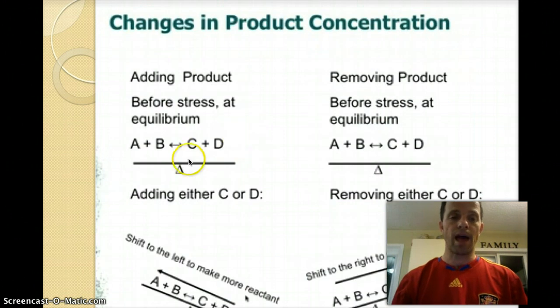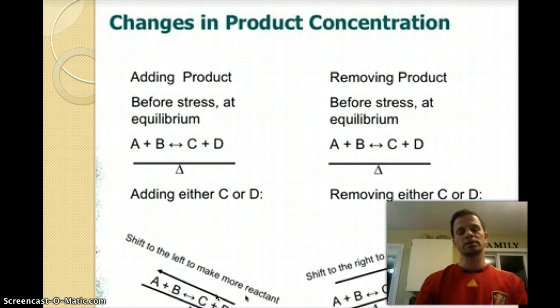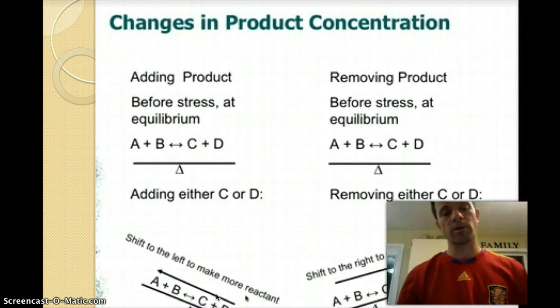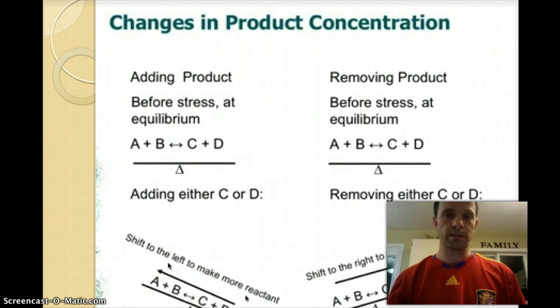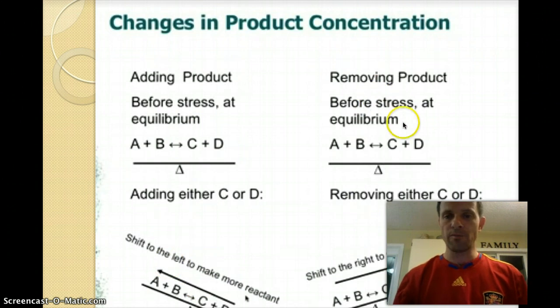With the product, if we add product, we add more C or D or both, then the reaction shifts towards the product side, and the equilibrium will shift to the left to make more reactant to equal it out. If we remove product, if we remove C or D, the teeter-totter will be heavier on the A and B section, and the equilibrium will shift to the right to make more product.